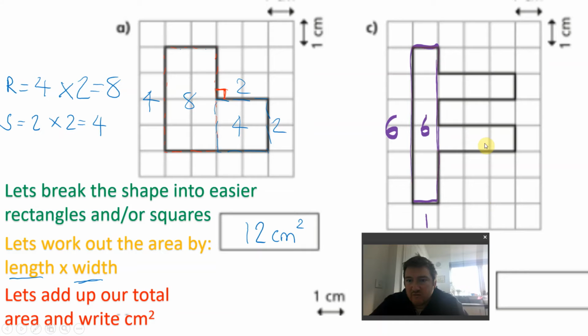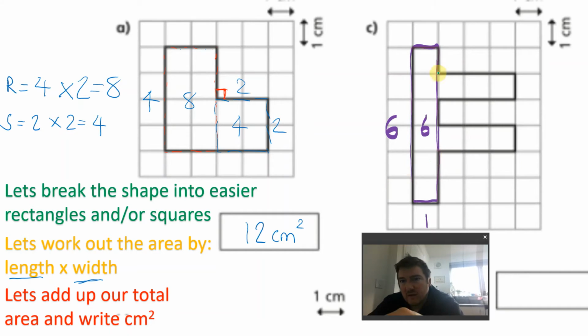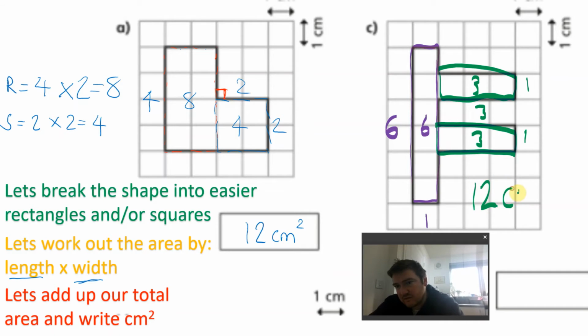Then I've got two more rectangles, so let's change my color again. This one here, and I've got this one here. So let's do my length and my width again. So my length is 1 and my width is 3. 3 times 1 equals 3. This is the same shape, so 3 times 1 also equals 3. Let's add up our total area. 6 add 3 add 3. Well, I know that is 12 centimeters squared.